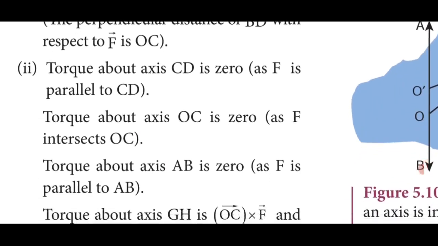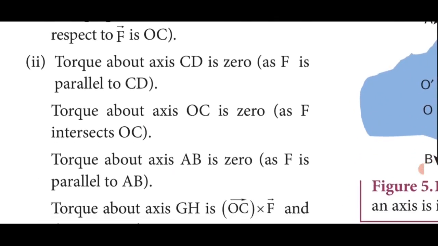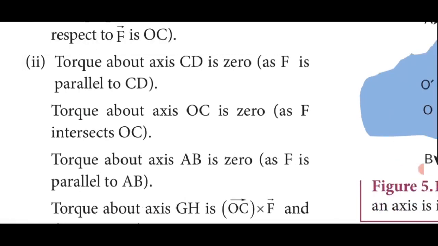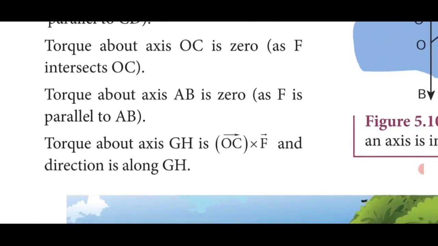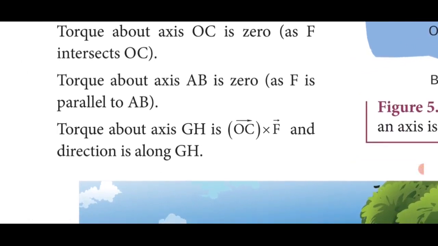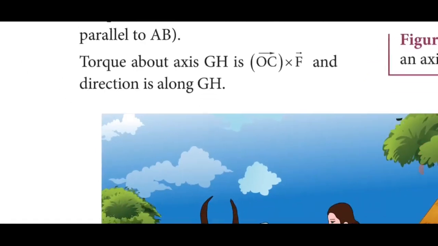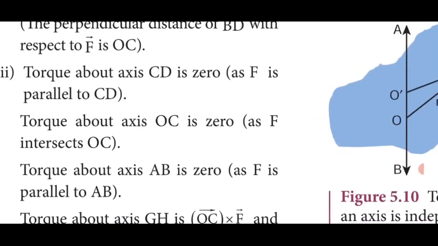In the second case, the torque about the axis CD is 0, since F is parallel to CD. The torque about the axis OC is 0, since F intersects OC, and about the axis AB it is 0, since F is parallel to AB. The torque about the axis GH is OC cross F, and the direction is along GH.